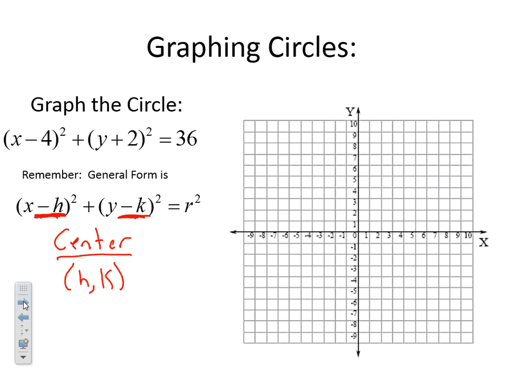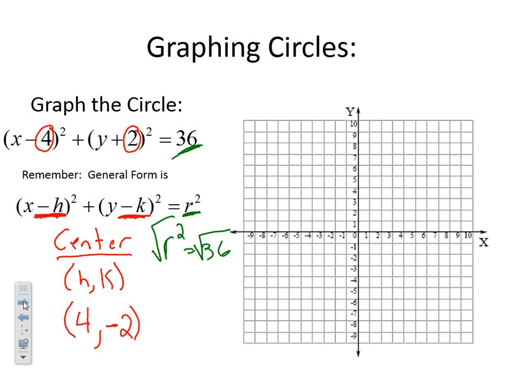Now look at this. Negative, negative. We want to think about these as being opposites. So for this one, I'm going to use 4. My h is 4. My k, since it was a positive 2, is going to be a negative 2, because 2 negatives make a positive. So there's my center. Now the only other thing I have to know is my radius. And my radius, r squared, equals 36. To solve this, take the square root, my r equals 6.